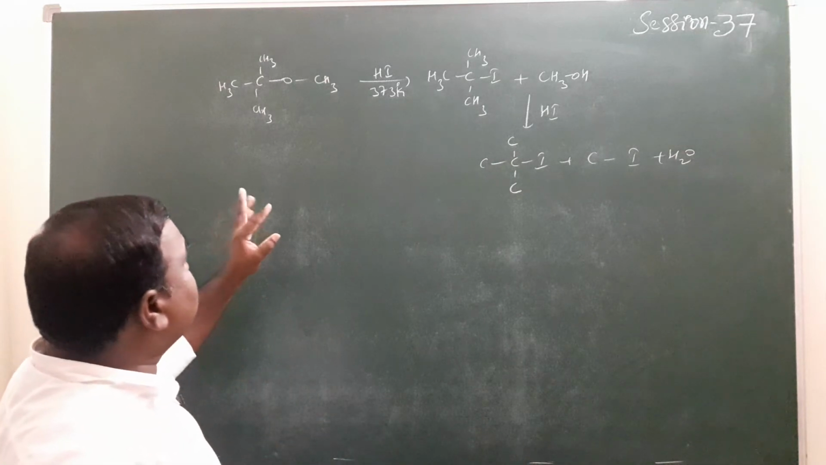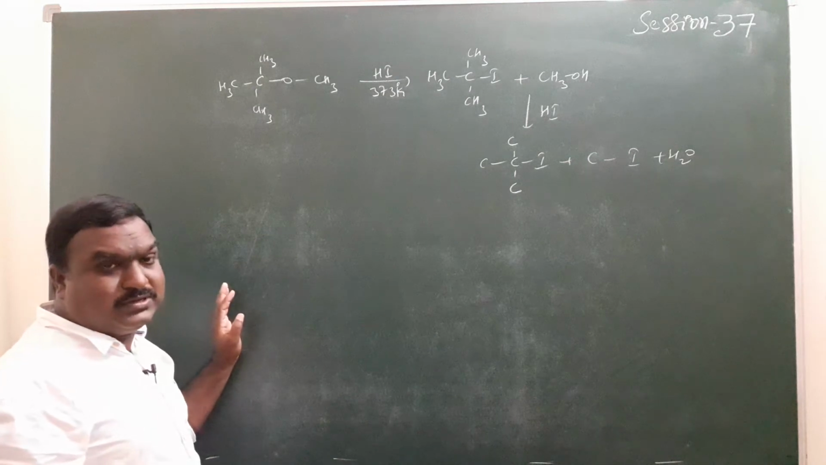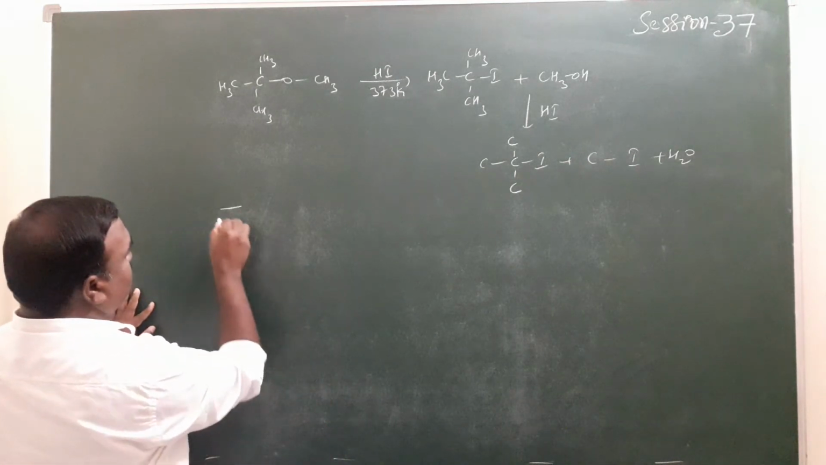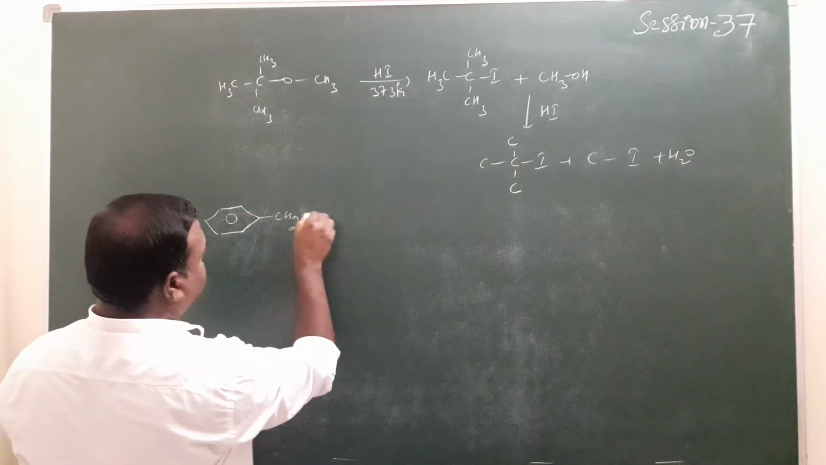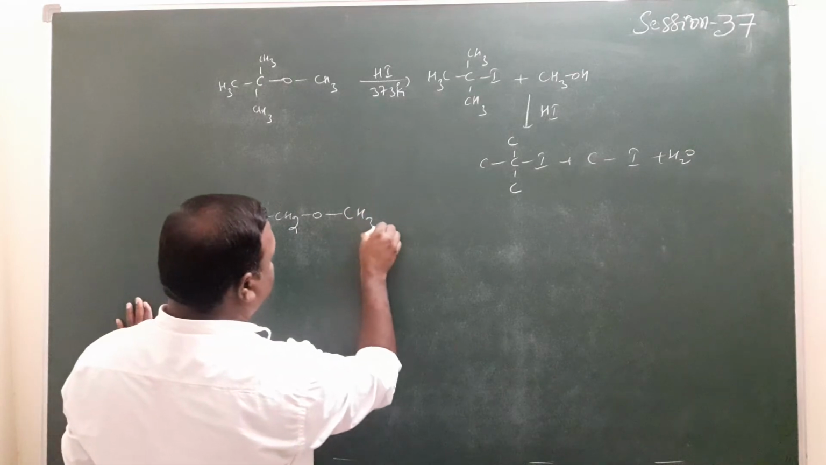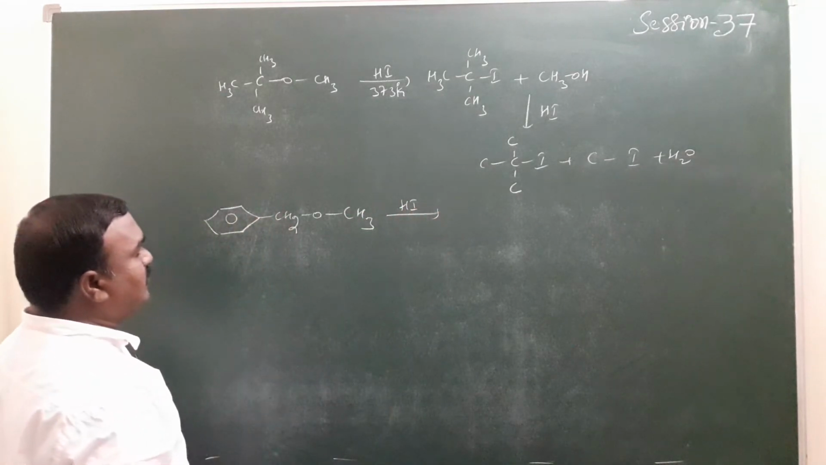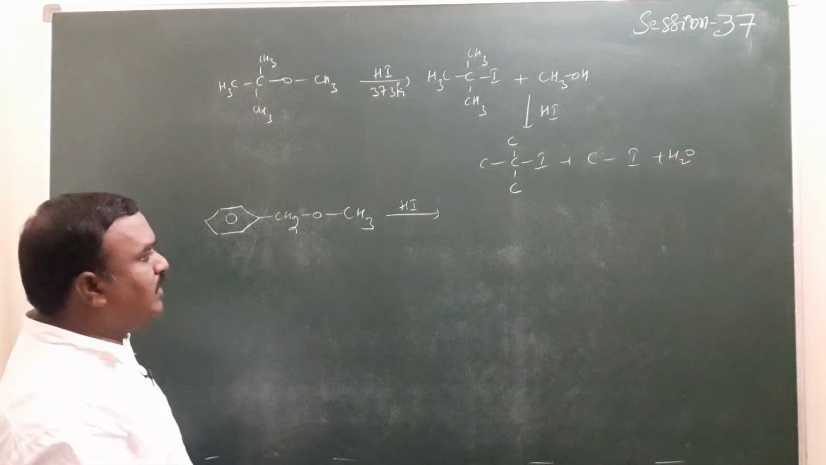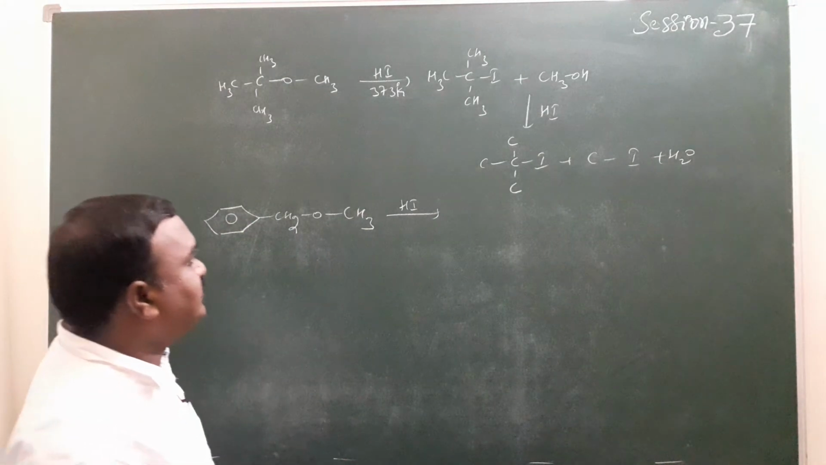Based on the connectivity of carbon, we can explain what type of cleavage is possible in ethers. For example, here benzyl methyl ether is given. What type of cleavage? Cleavage is possible in between the carbon and oxygen. Why? The reaction proceeds via a stable carbocation intermediate.